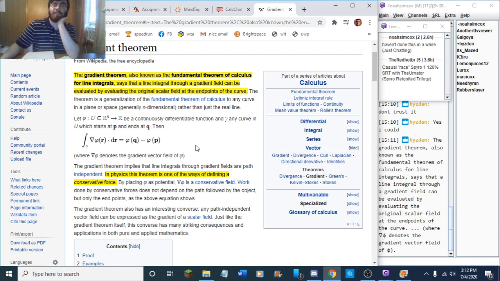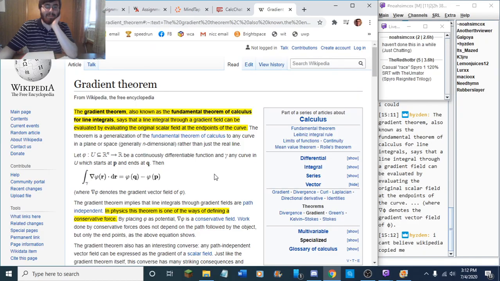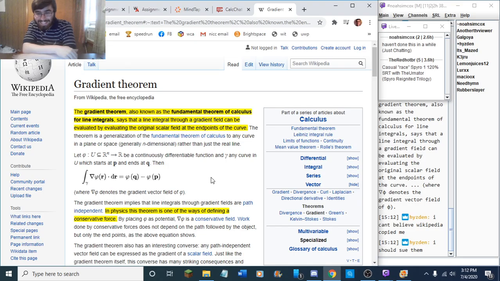Did you just copy it from Wikipedia? Can't believe Wikipedia copied me. Oh my goodness graciousness. Oh my gosh. That's hilarious, dude. That's so funny.